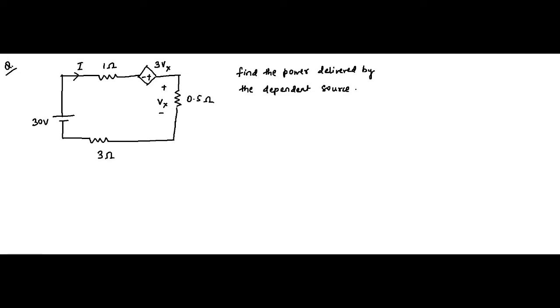So we'll continue our discussion related to Kirchhoff's laws applied to circuits involving dependent sources. Here we have this circuit, and we have been asked to find the power delivered or supplied by this dependent voltage source, this 3Vx. So again, this circuit involves the application of dependent sources, how we can apply KVL and KCL in that. So let us redraw the circuit.